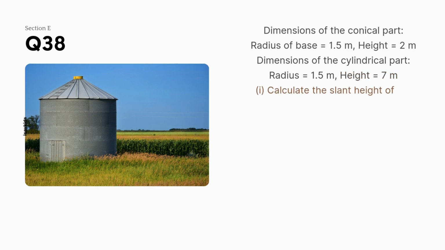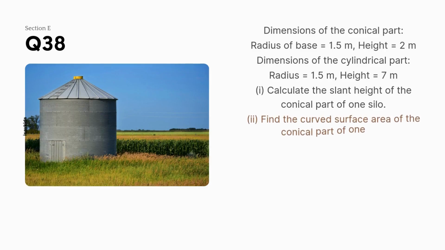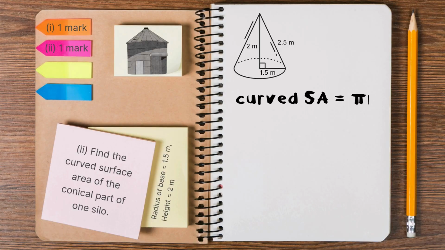First, calculate the slant height of the conical part of one silo. Now, slant height is given by square root of r square plus h square. Substituting the values, we get l as 2.5 meters. Now, find the curved surface area of the conical part of one silo. Curved surface area is given by pi r l. Substituting the values, we get curved surface area as 11.78 meters square.